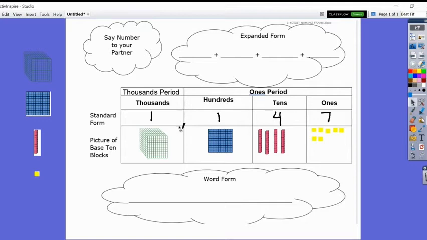1,147. Notice after that comma, I did not say and. Remember, and is when you have a decimal. Comma, you don't need to say and. So again, 1,147.